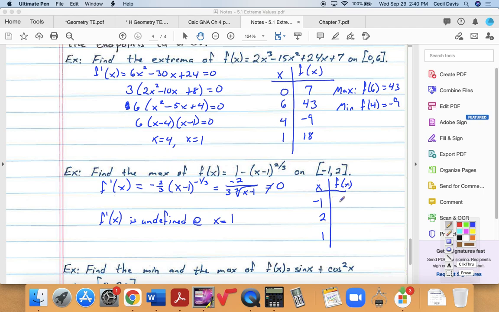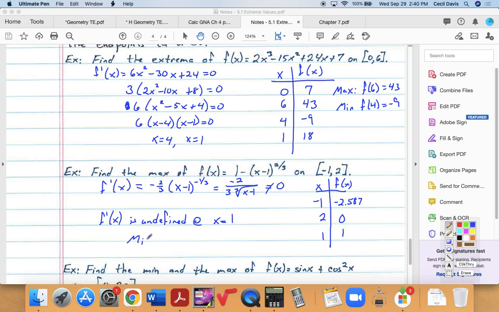Oh, that's horrible. Negative 2.587. Remember, please, 3 decimal places minimum. And at 2, that's going to be 1, so that's going to be 0. And at 1, this is going to be 1. Well, at least that was easier.